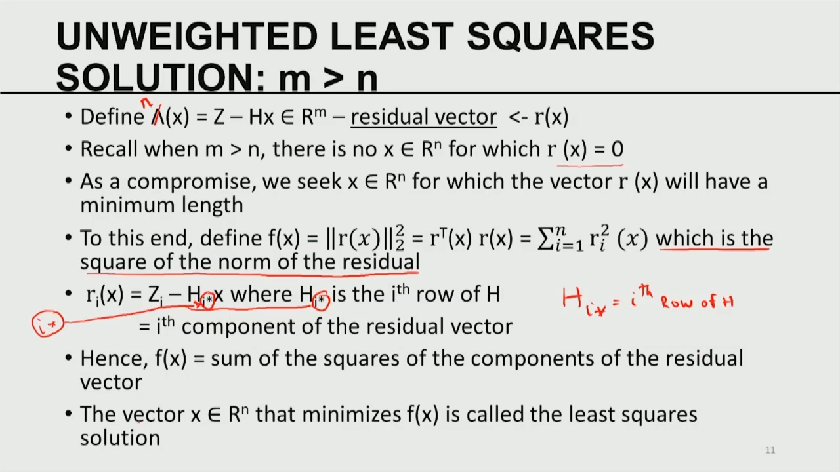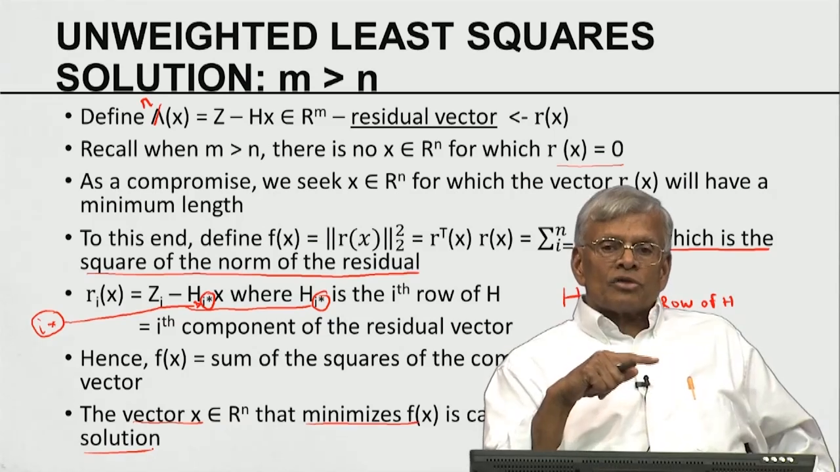We want to find a vector x that minimizes f of x. That minimizing x is called the least square solution. So I would like to comment on this a little bit. We have a case where we already know that there is no solution.